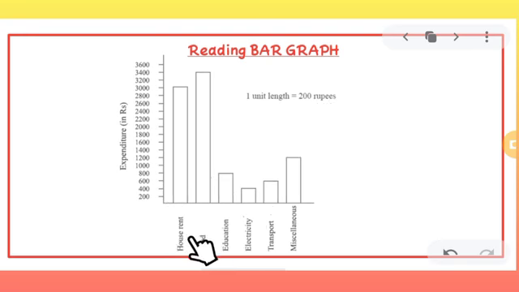Next, let's see, for example, house rent. Now house rent, this is the bar for house rent. What does it represent? It represents that the house rent is 3000 rupees. 3000 rupees. From here you can get the unit, 3000 rupees. Similarly for food, it is 34,000 rupees, and same for others.